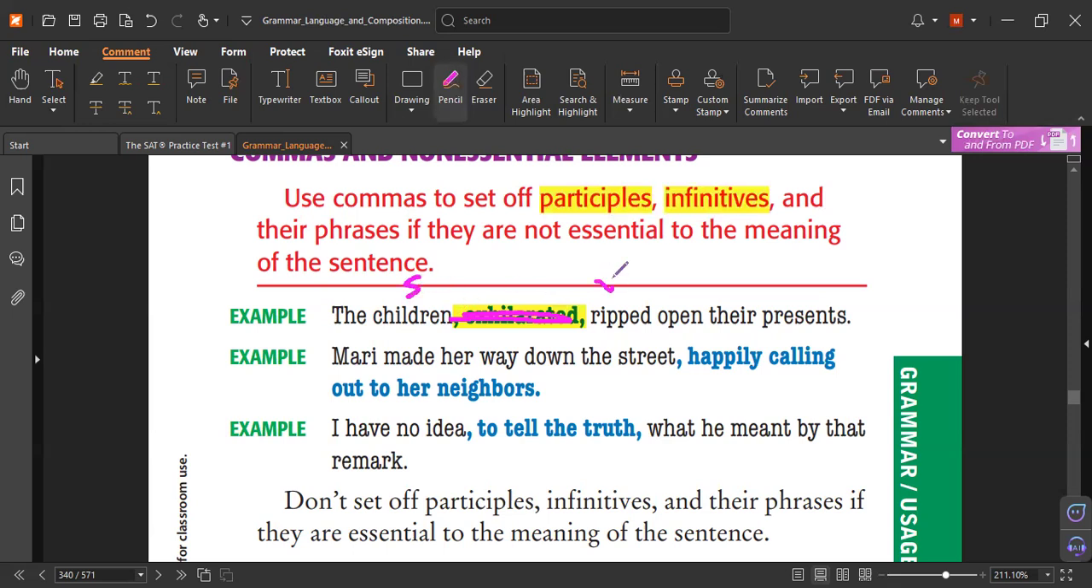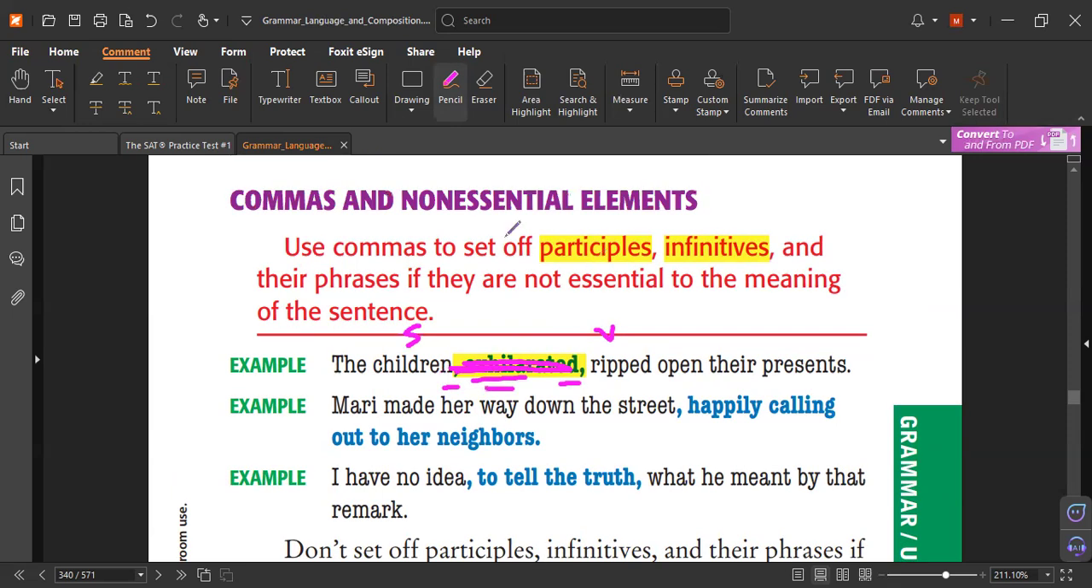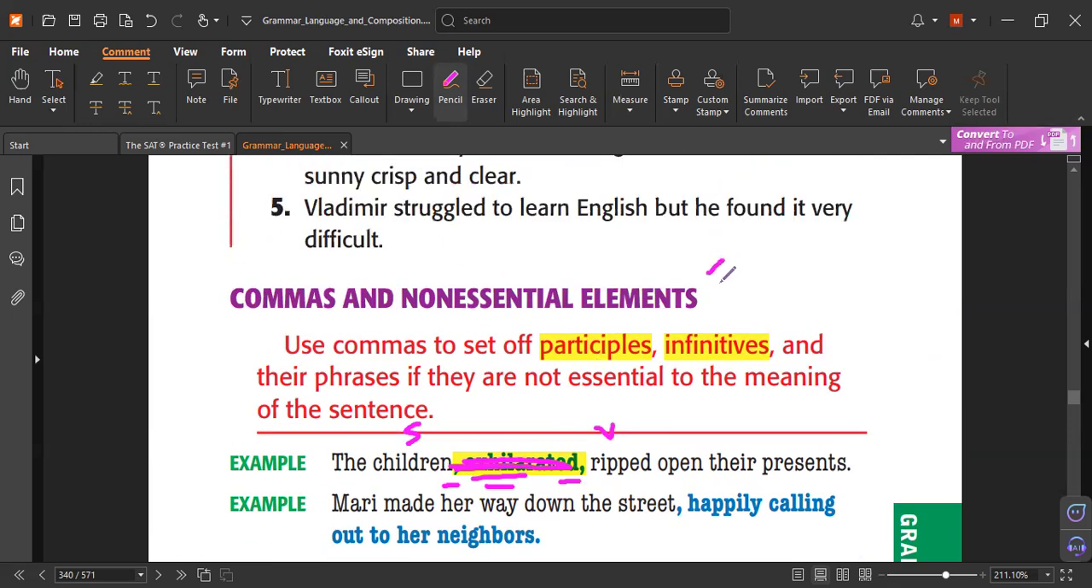Subject, verb: the children wrapped open their presents. Correct. That means deleting the information does not affect the meaning of the sentence. So the comma is in the correct place. So this is called the non-essential information between the commas. So we call it non-essential elements. And the elements, as you know, are words, phrases, clauses.